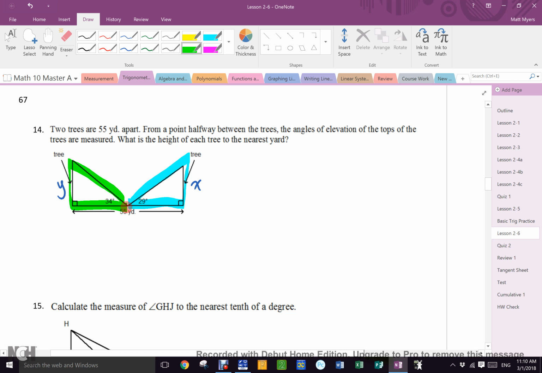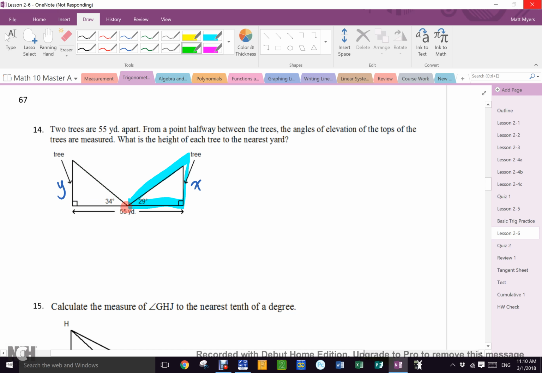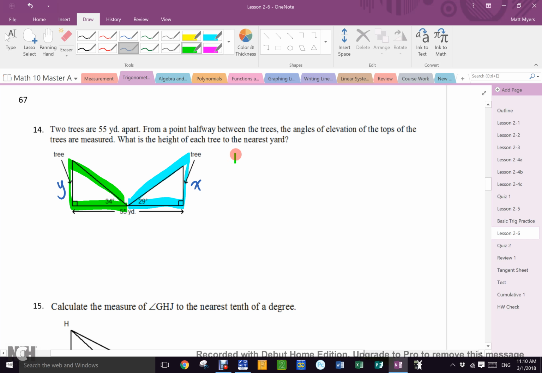In the blue triangle, do I have a theta? What is it? 29. So I'm going to write that out while my computer thaws. The blue pen, not the highlighter. Theta of 29. And what is this distance? It's an adjacent, but what is it? 55 divided by 2, which is 27.5. And my opposite is x. So what math is O and A? Tan 29 is x over 27.5.